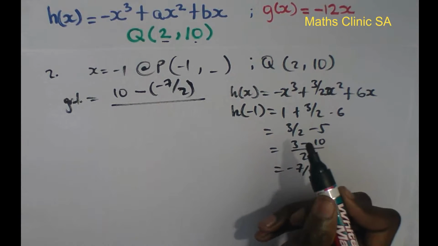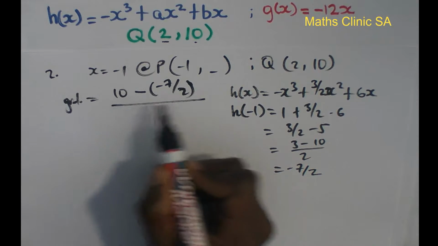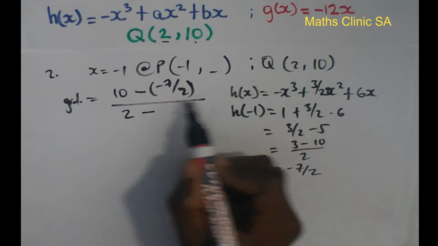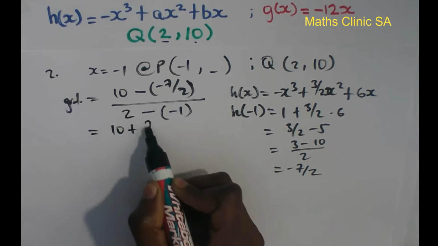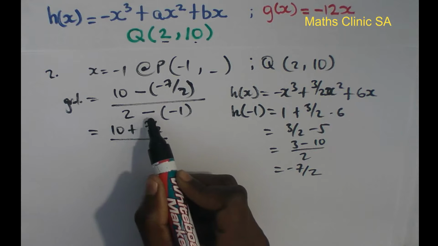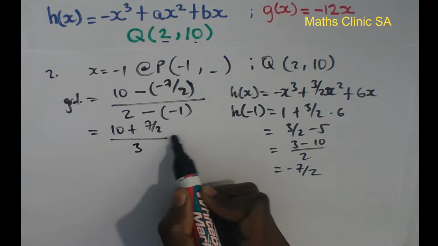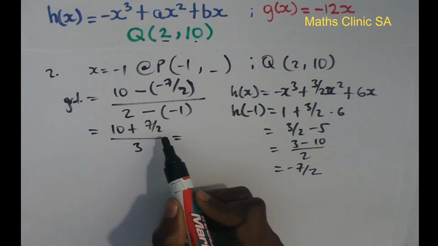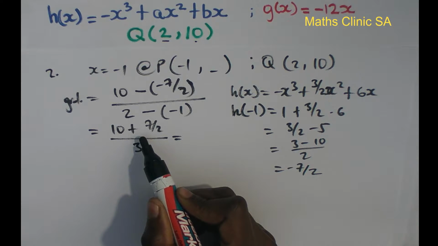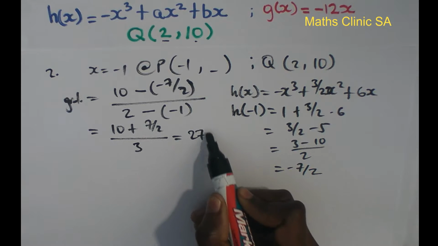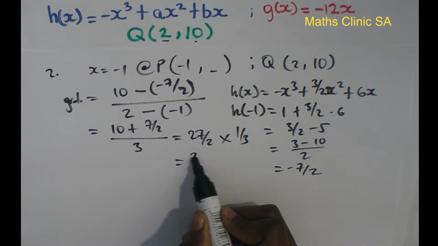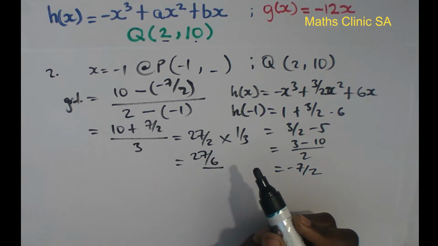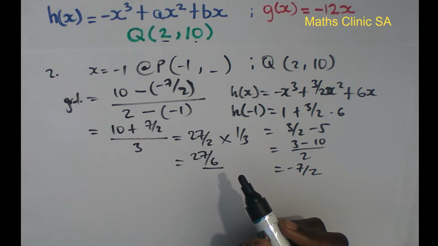Below we have our x values, so the x value here is 2, minus the x value here, which is minus 1. And the y value is minus 7 over 2, so it's 10 plus 7 over 2. Below we have 3, since a negative times a negative is positive. So 10 plus 7 over 2 is 27 over 2, times 1 over 3. So this is 27 over 6, so it's an average gradient. 27 divided by 6 is 4.5.